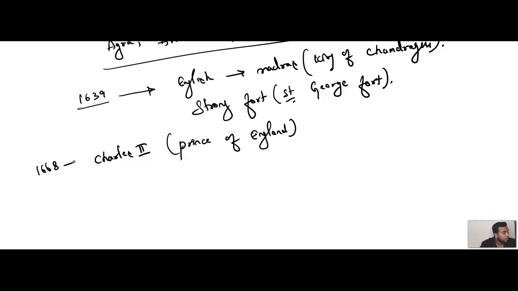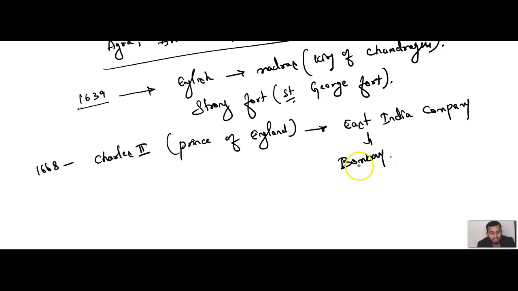समझ में आया बेटा? मद्रास को चलाने के लिए they want to run Madras. They want to run Bombay. Understood? They have to do the business in Bombay. So he gave it to East India Company to run the business where? In Bombay.